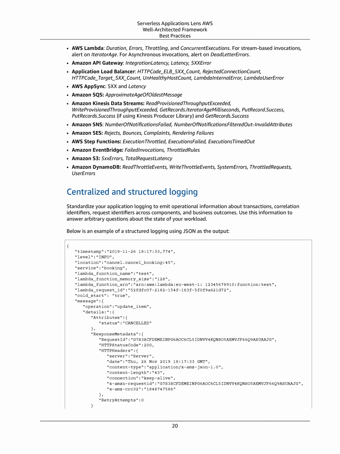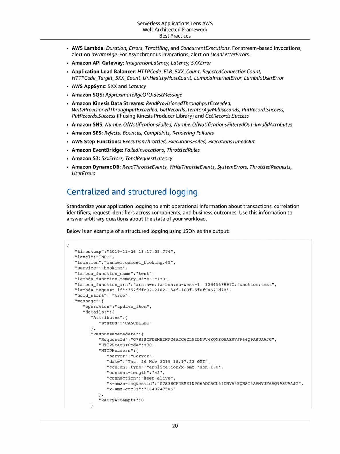Amazon Kinesis Data Streams: ReadProvisionedThroughputExceeded, WriteProvisionedThroughputExceeded, GetRecords.IteratorAgeMilliseconds, PutRecord.Success, PutRecords.Success if using Kinesis Producer Library, and GetRecords.Success. Amazon SNS: NumberOfNotificationsFailed, NumberOfNotificationsFilteredOut-InvalidAttributes. Amazon SES: rejects, bounces, complaints, rendering failures. AWS Step Functions: ExecutionThrottled, ExecutionsFailed, ExecutionsTimedOut. Amazon EventBridge: FailedInvocations, ThrottledRules. Amazon S3: 5xxErrors, TotalRequestLatency. Amazon DynamoDB: ReadThrottleEvents, WriteThrottleEvents, SystemErrors, ThrottledRequests, UserErrors.